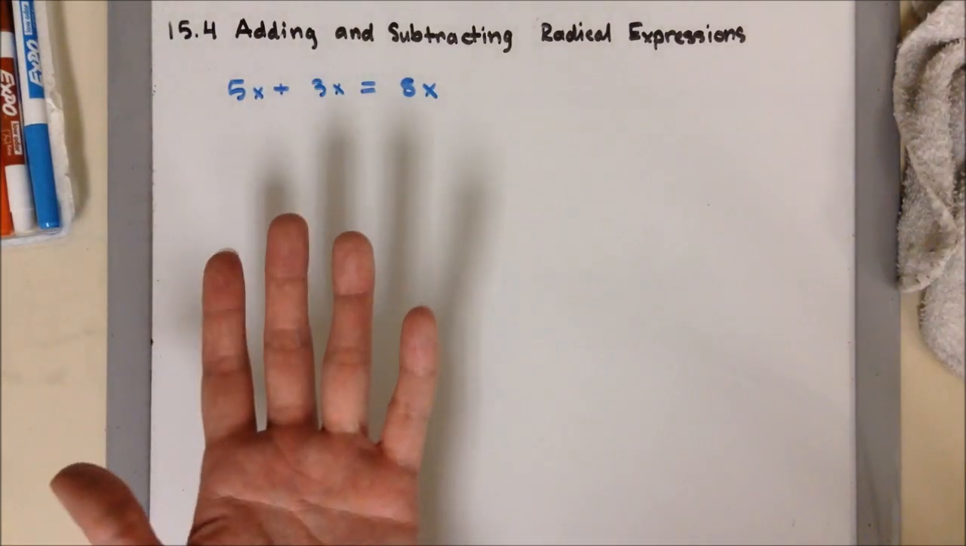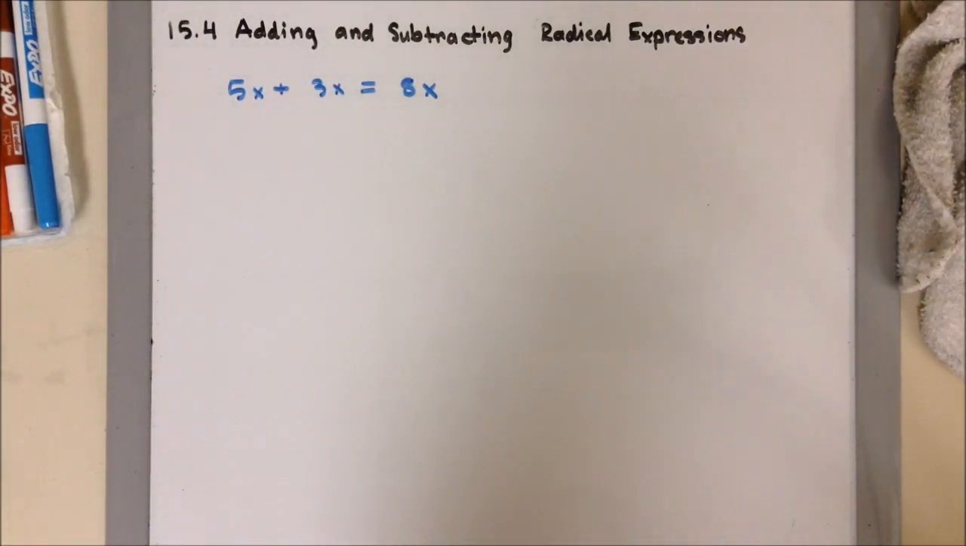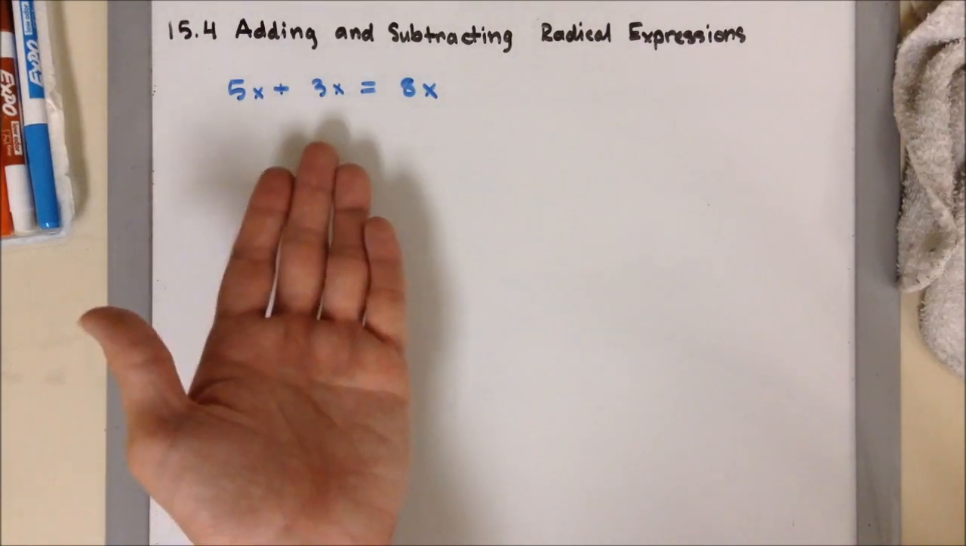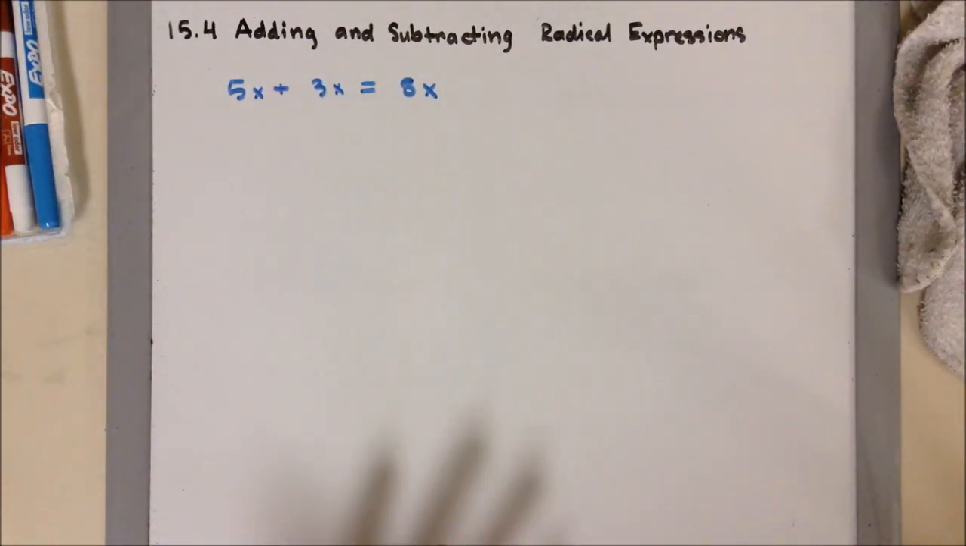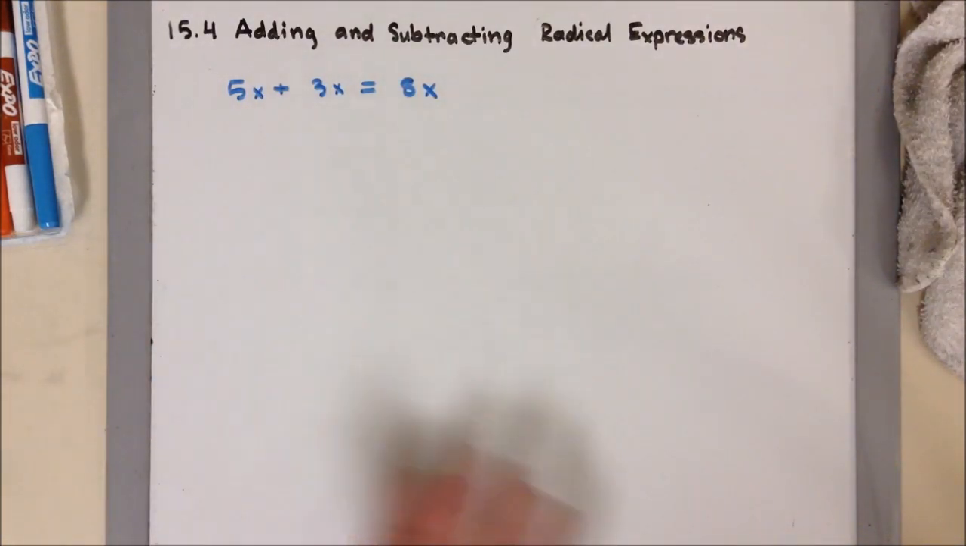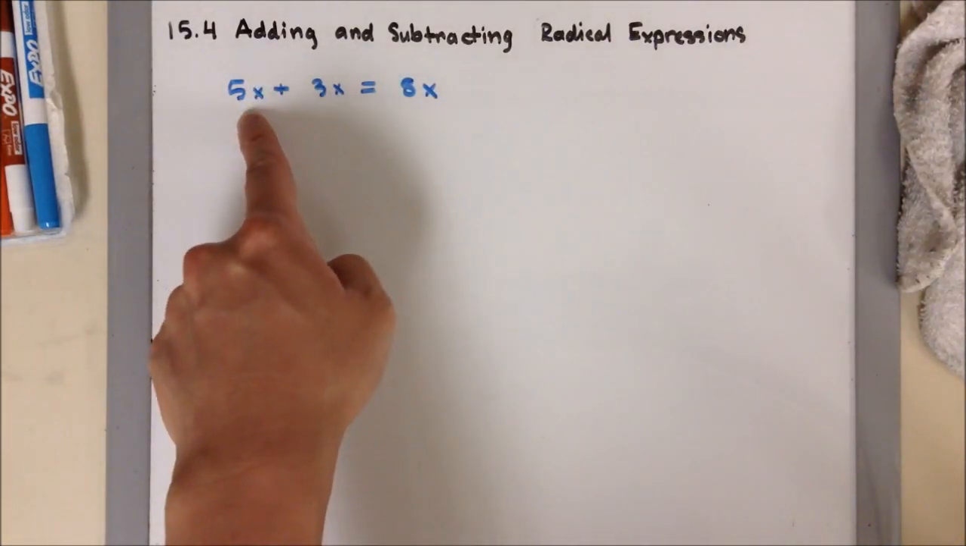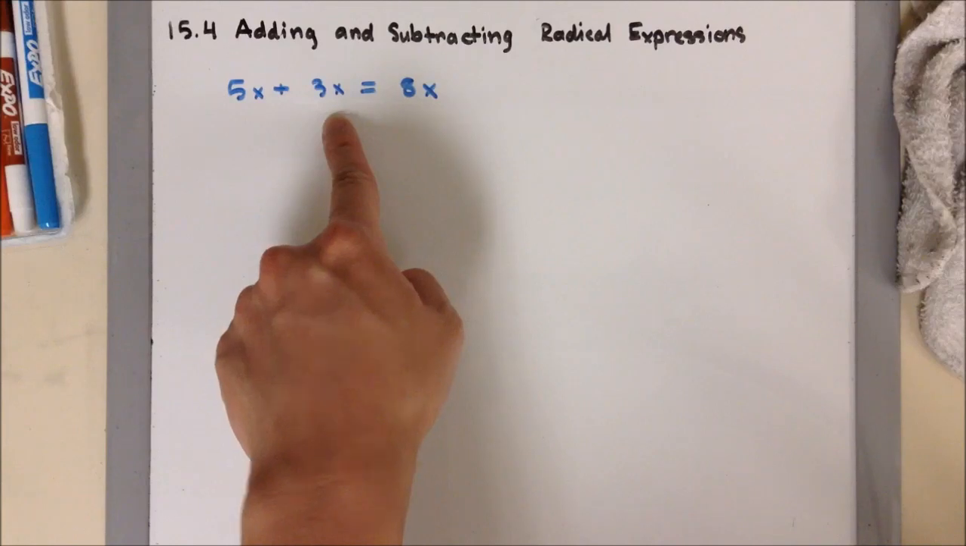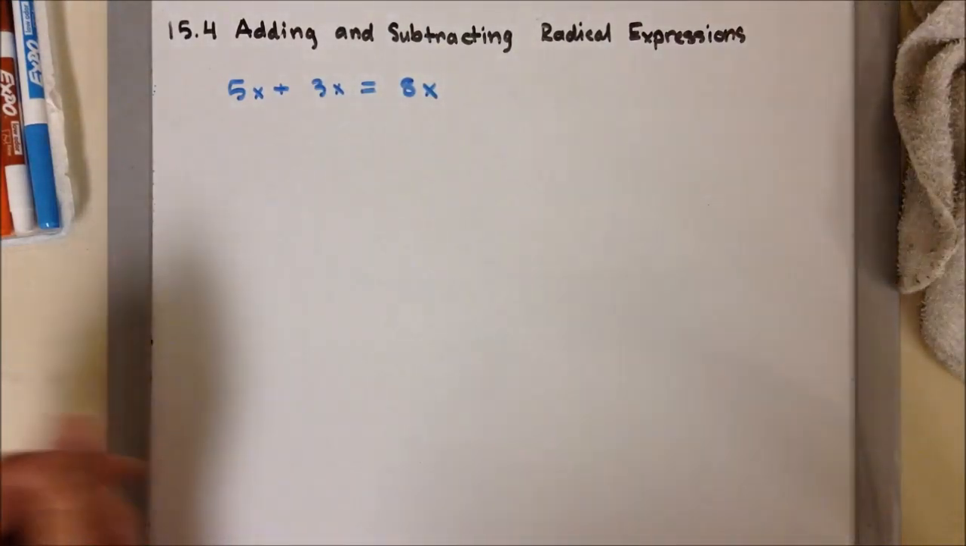So for example, in the previous parts and previous classes that you have seen, here we're just going to combine. So 5x plus 3x will equal 8x because they're like terms. They both have x, so you can combine them. Same thing as saying $5 plus $3 is equal to $8.